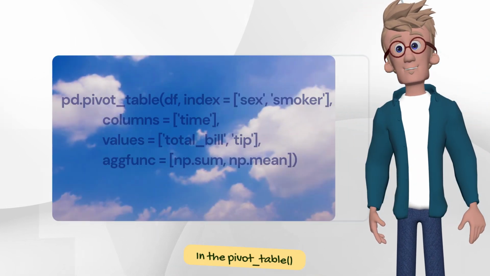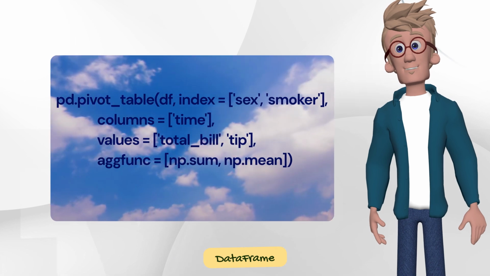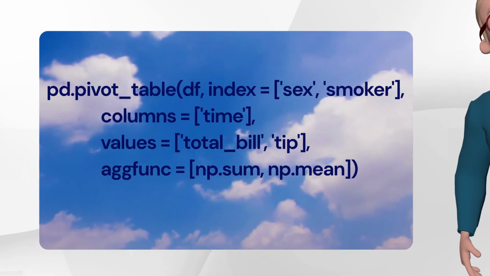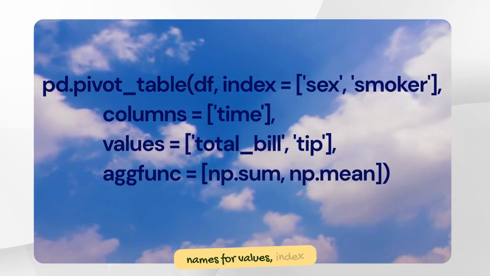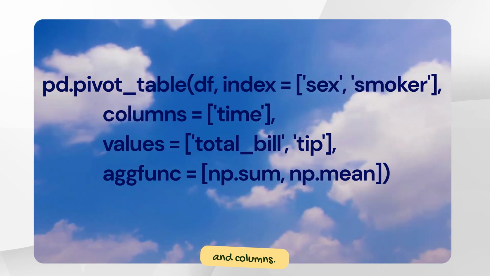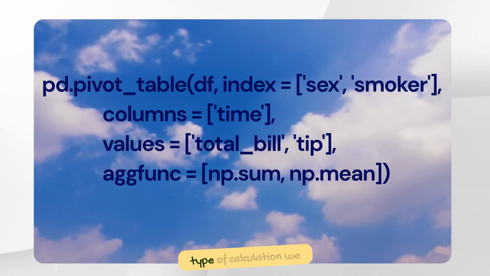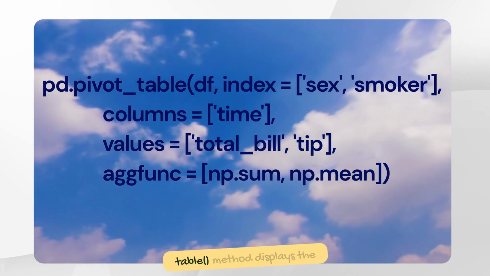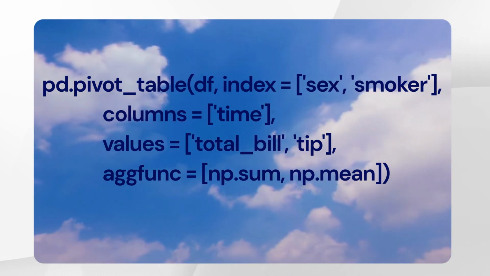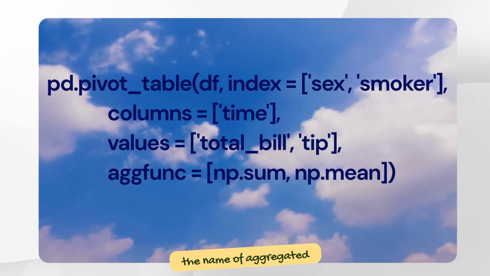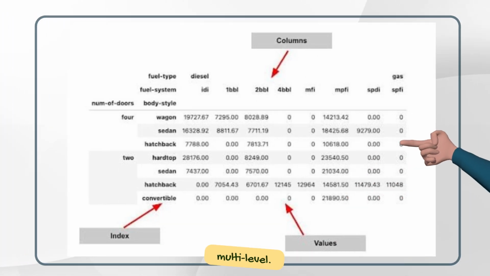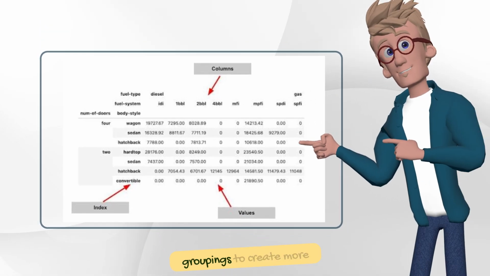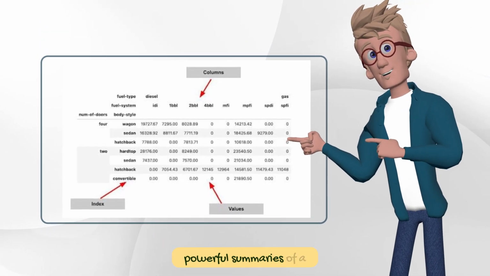In the pivot table method, we specify the data frame we are summarizing, and then the column names for values, index, and columns. Additionally, we specify the type of calculation we want to use. By default, the pivot table method displays the mean value. However, we can pass the name of the aggregate function into the code line. Pivot table can be multi-level. We can use multiple indexes and column-level groupings to create more powerful summaries of a dataset.